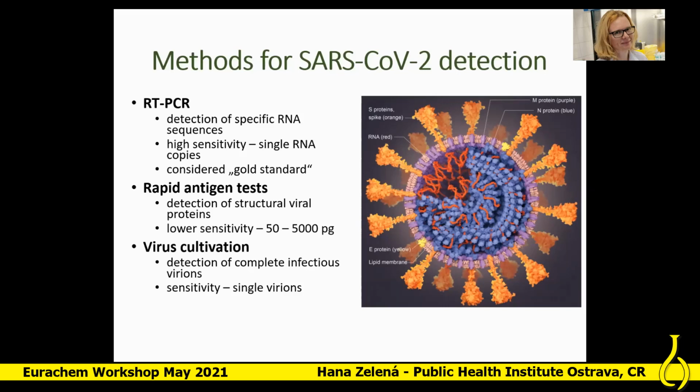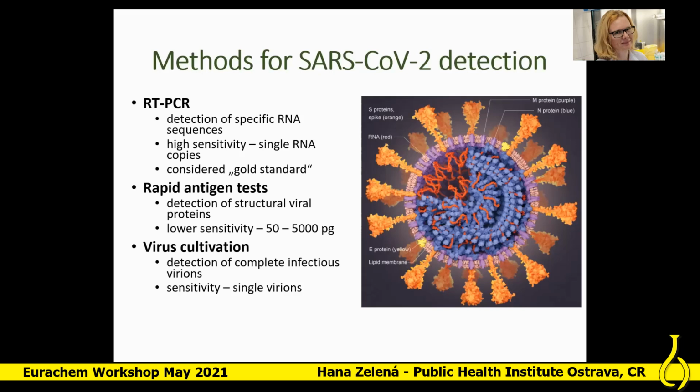The RT-PCR doesn't detect the whole virus, but it detects specific sequences of RNA, which are specific for this virus. The RT-PCR, thanks to its high sensitivity, is considered the gold standard. And as you see in this picture, this method detects not the whole virus, but only its RNA, which is the carrier of the genetic information of the virus.